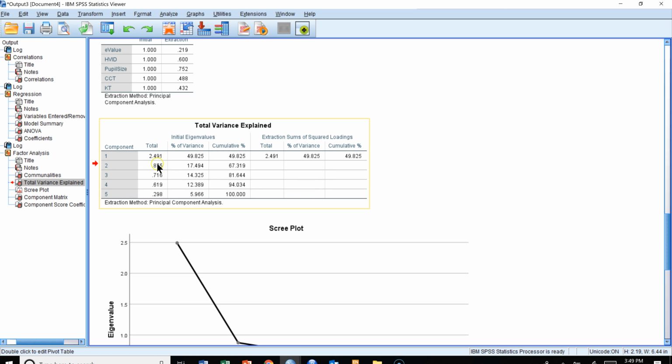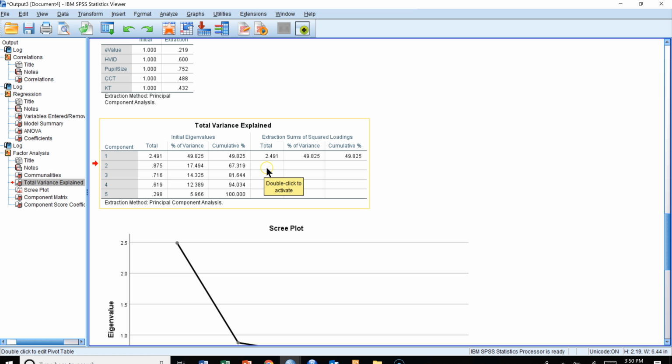Now, we notice that the first factor has a variance, the eigenvalue is 2.491. That's like the variance accounted for by this one factor. All the rest of them are less than 1, and so we look at this, and 2.491 divided by 5 is the percent of variance, almost 50%. So we've accounted for these 5 variables share about 50% of the variance.